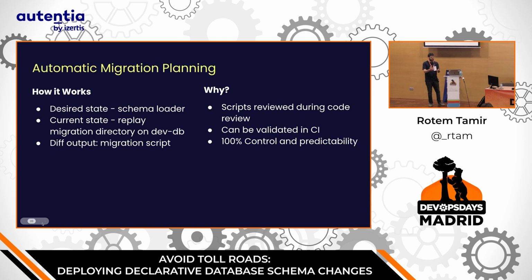So you still provide the desired state, but now the current state is not your real production database, but we take an empty database, we replay all the migrations, and then we calculate a diff between the last revision of the database and what we want it to be. And the output is a new migration script. We'll show a demo of this in a moment.